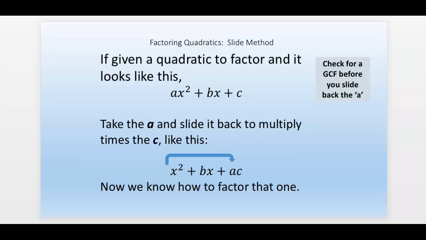If given a quadratic that looks like this, the first thing is to check for a GCF before you slide back the a. Sometimes the a in front of the x squared is the greatest common factor, and you can just take it out. But a lot of times you can't. When you cannot get rid of the a, just slide it back. You see how this works? You slide it back times the c, and when it looks like this, we know how to factor it.